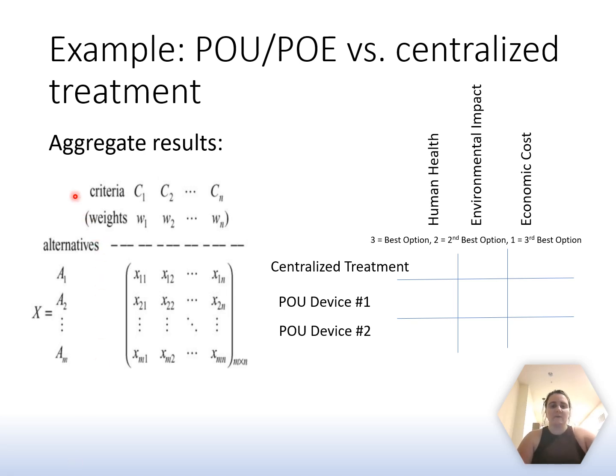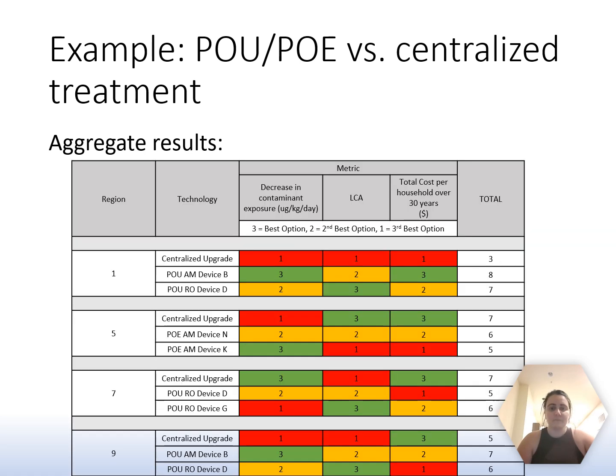We started with this idea that we're going to have criteria, we're going to weigh that criteria, and we're going to apply it to different alternatives so we get this matrix of things in the system. So if we're thinking about that centralized versus point of use and point of entry, here's our alternatives. We have one centralized improvement and 2 different devices, and then we have 3 criteria: human health, environmental impact, and economic cost. And so we should get a score or a value in each of those little quadrants that you see there. And that's exactly what we get when we aggregate our results.